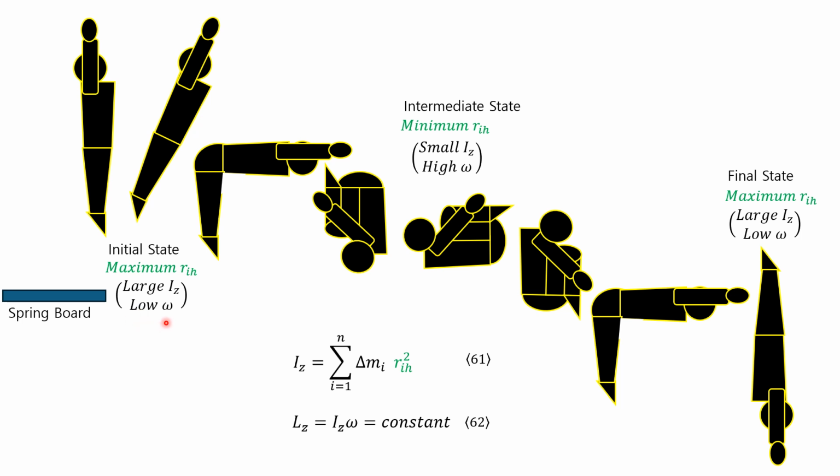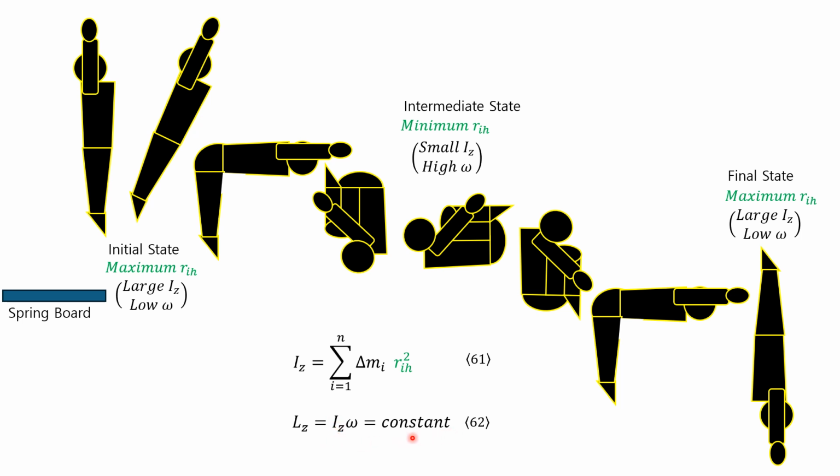At this time, the mass that makes up the body is farthest from the rotation axis, so our IH in equation 61 has a maximum value, and the mass moment of inertia Iz also has a maximum value. On the other hand, the angular velocity omega in equation 62 has a minimum value. According to the law of conservation of angular momentum, equation 62 maintains a constant value.